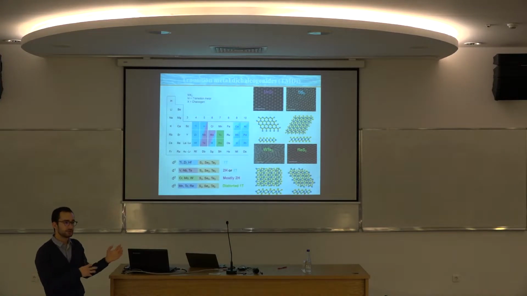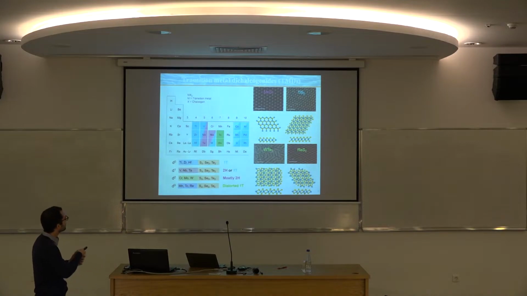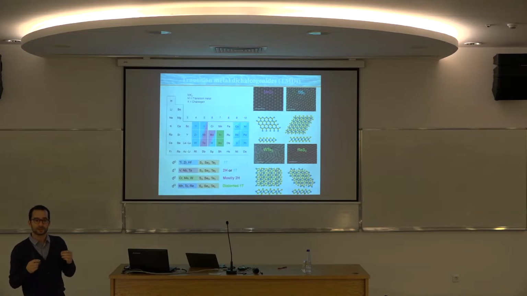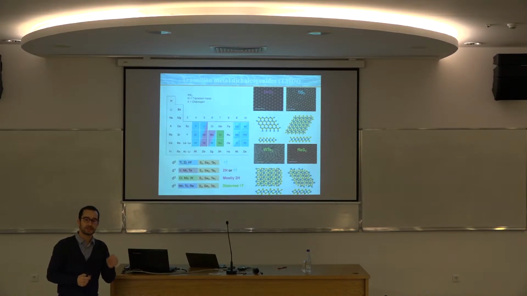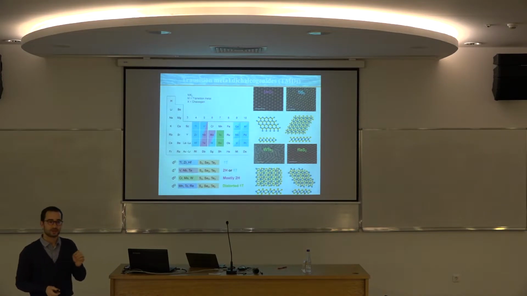So, if we go back to the periodic table, here now I colored the periodic table with the different types of structures. So we know that this group 4, 9, and 10 will typically give you this 1T phase. So 1T phase is here. So the best example is TiS2, as I mentioned before. So this is a single layer that is observed by scanning transmission electron microscope, STEM.